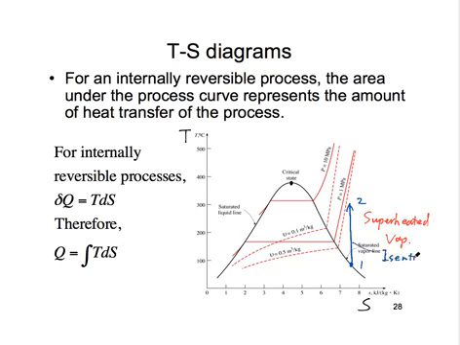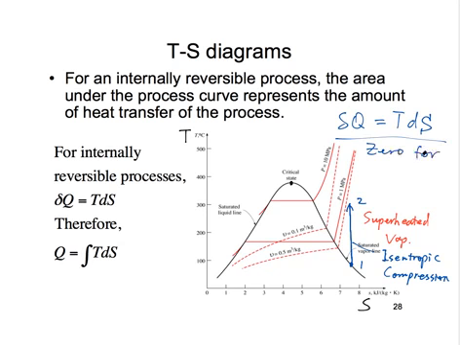Okay, this is an isentropic compression. Okay, because we know an isentropic process is adiabatic and reversible. For a reversible process, the heat involved is TdS. For an isentropic process, this would be 0. Zero for an isentropic process.